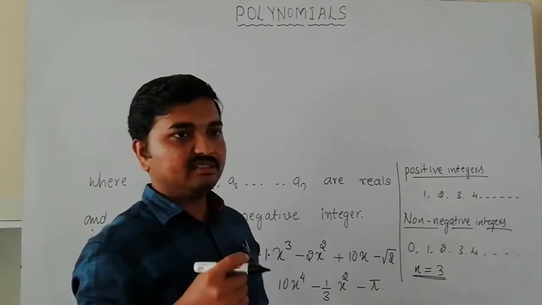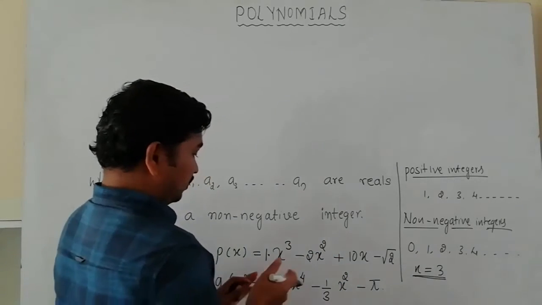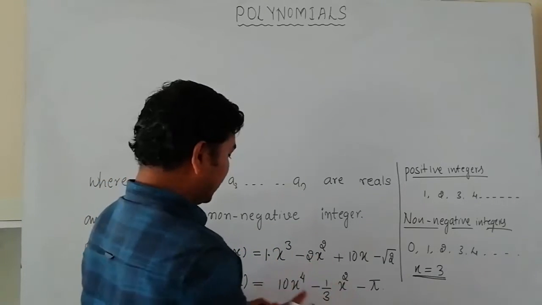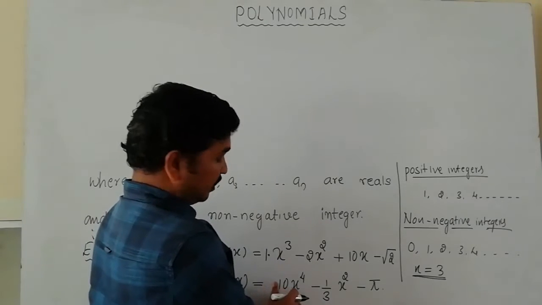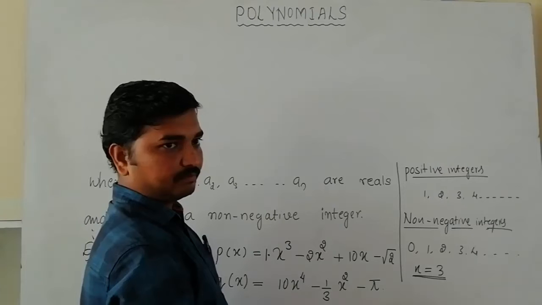Okay, but someone may feel like this is actually not in the standard form. This is because here x power 4 is present. After that x power 4, actually x power 3 should be present. Mute your audio, all of you.